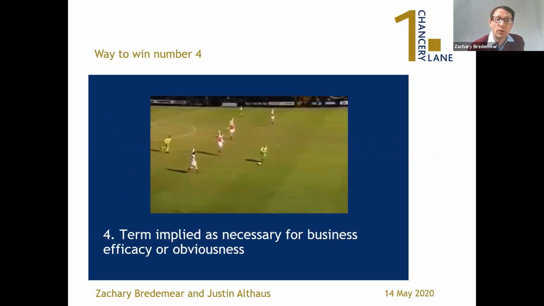So that's my way to win number 4, the term to be implied as necessary for business efficacy or obviousness. And my illustration of this to help you remember it is the Arsenal back four offside trap. Very business efficient, and we have a Norwich player who is obviously offside. So that's my way to win number 4.